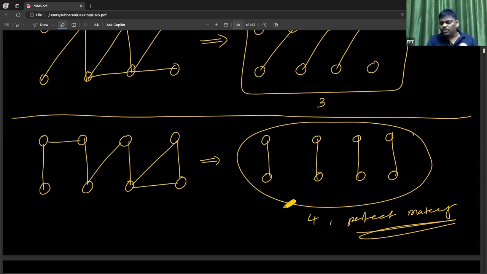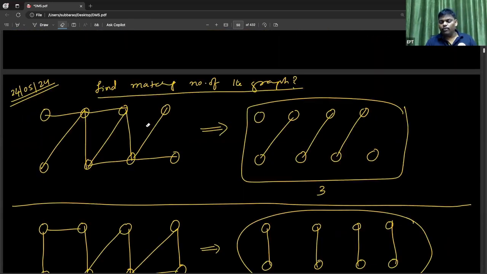Perfect matching possible means how many edges? I think half the edges. 8 vertices are there, 8 by 2, because for every 2 people, 1 edge. If at all a perfect matching is possible, V vertices give V by 2 edges. But for every problem, I cannot give a perfect matching. If you want, you can check in the above problem. In the above problem, perfect matching is not possible.